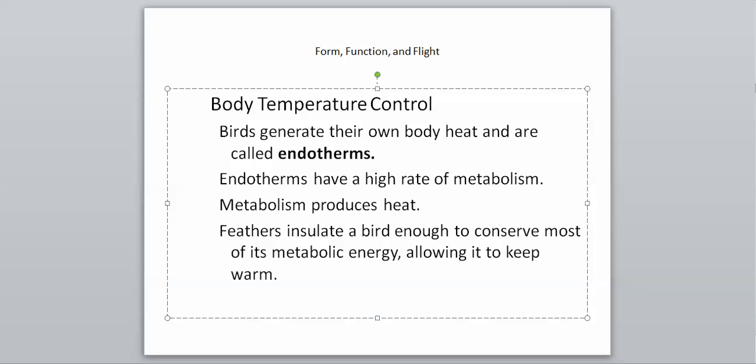Endotherms have a very high rate of metabolism, meaning they burn calories very quickly in order to keep that heat inside their body up. And again, metabolism produces heat, which is what I just said. Feathers will insulate a bird enough to conserve most of its metabolic energy, allowing it to keep warm. So feathers, again, are a big characteristic. They help birds fly as well as control their body temperature.